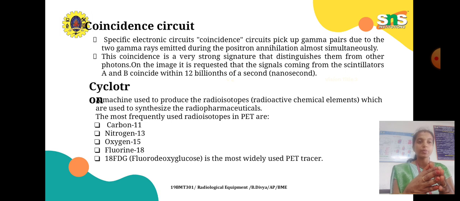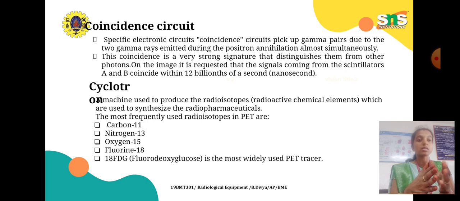Next is the coincidence circuit. What is a coincidence circuit? A specific electronic circuit, the coincidence circuit, picks up gamma pairs due to the two gamma rays emitted almost simultaneously during the positron annihilation. In PET, that is positron emission tomography, we are going to use the gamma rays.